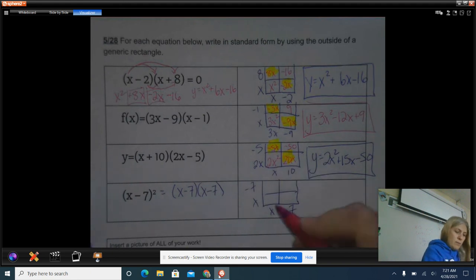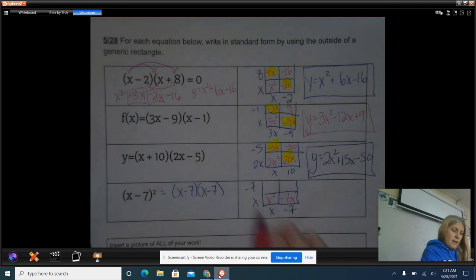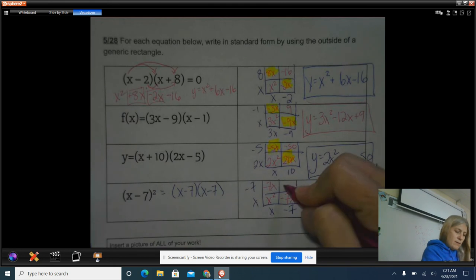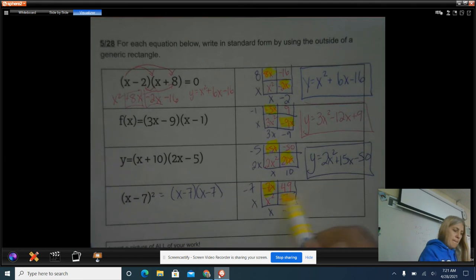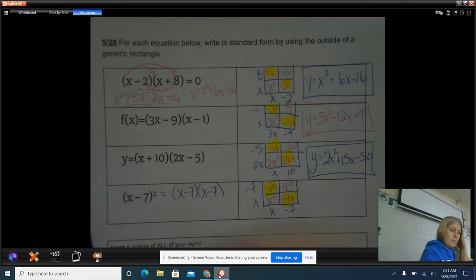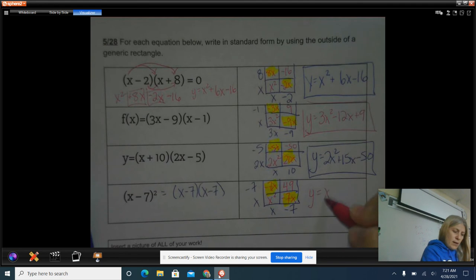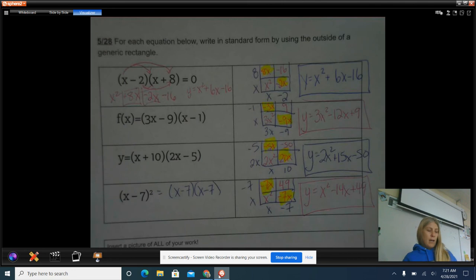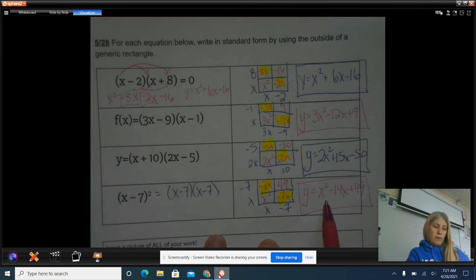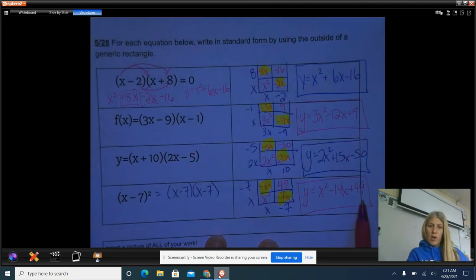And then we're going to multiply x squared. X times negative 7 is negative 7x. X times negative 7 is negative 7x. And negative 7 times negative 7 is positive 49. We're going to combine those. And our final answer is y is equal to x squared, negative 7x minus 7x is negative 14x plus 49. And this is called a perfect square trinomial. There's 3 terms. We have a perfect square up front and a perfect square as a constant.